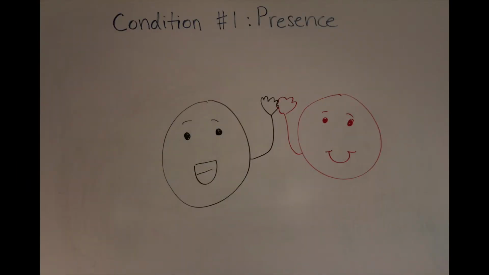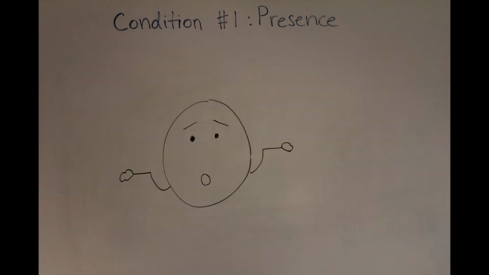Now let's take a look at condition number 1, presence. In order for a chemical reaction to occur, the correct molecules must be there. Imagine a chemical reaction without the molecules being there. If a molecule is missing, ineffective collision will occur.